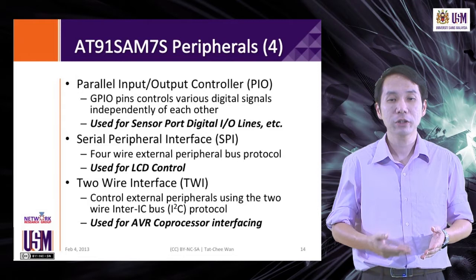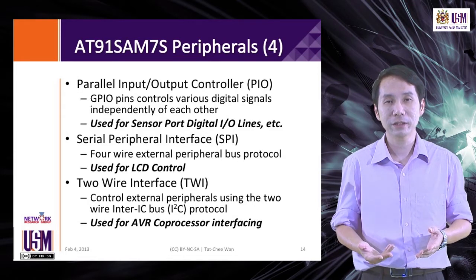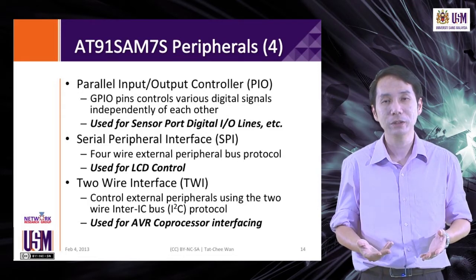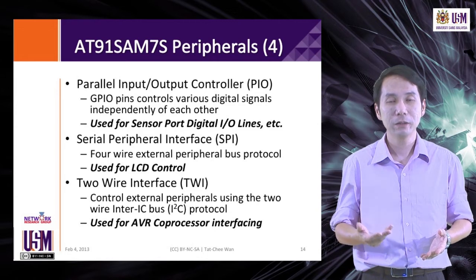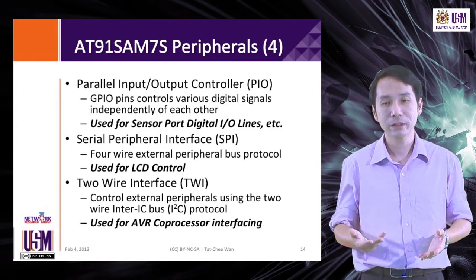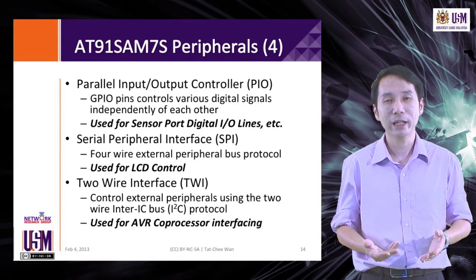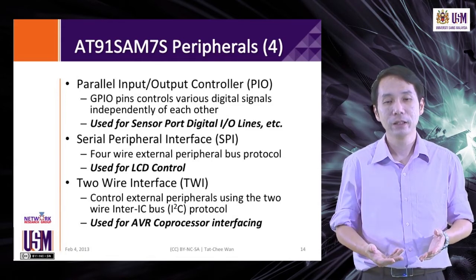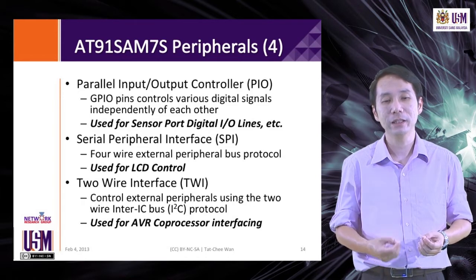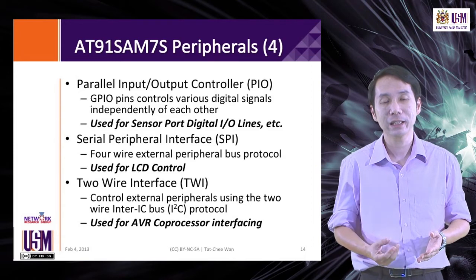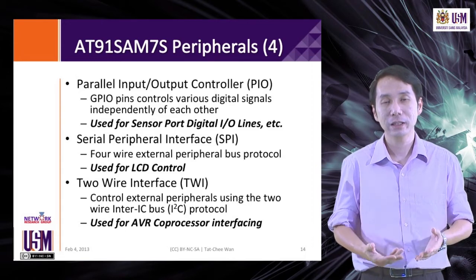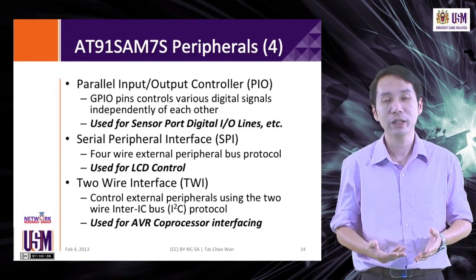In terms of I/O interfaces, the parallel input-output controller, or PIO controller, generates various digital signals independently of each other for controlling all the miscellaneous devices and output signals used by the system. Now, in this case, for the NXT, it is used for sensor port digital I/O lines and so on. The serial peripheral interface is an important 4-wire external peripheral bus protocol used for controlling dedicated peripherals in the NXT brick. For example, it is used for LCD display control.